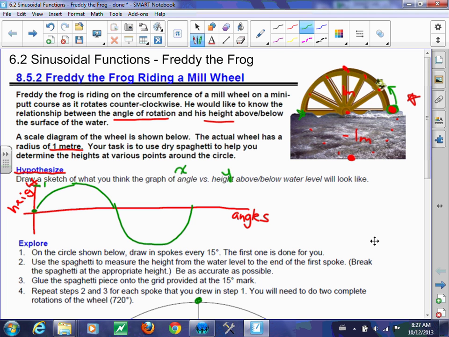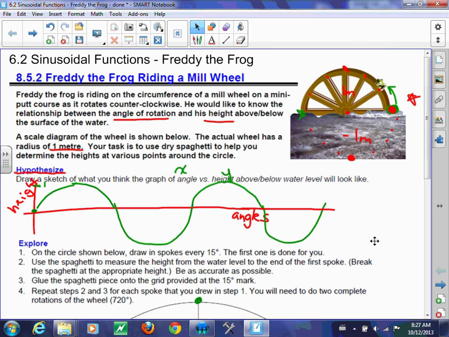But we say we're going to do 2 rotations, so he's going to follow the same pattern. He's going to go back up to 1 meter, come back down to water level, go down to negative 1 meter, and finally come back up. Okay? So just to complete our graph, what do we know? We know that his minimum is going to be negative 1 meter because he's going to be in the water, and his maximum is going to be 1 meter above. So we know the amplitude is 1.